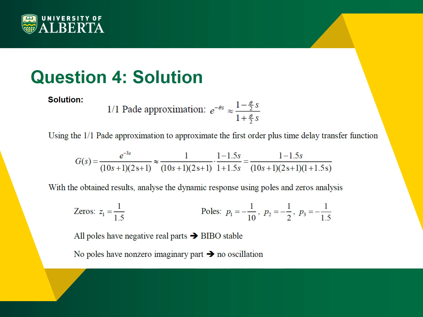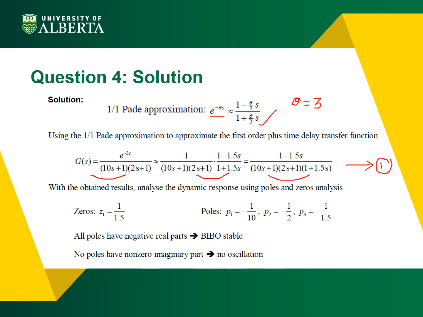Let's do that. So the formula for 1 by 1 Pade approximation is e power minus theta s is approximately equal to (1 minus theta by 2 s) by (1 plus theta by 2 s). So here theta is 3. So theta by 2 is 1.5. So we have the transfer function, and then if we apply Pade approximation, what we get is this. So this completes our question 1. So we have the new transfer function.